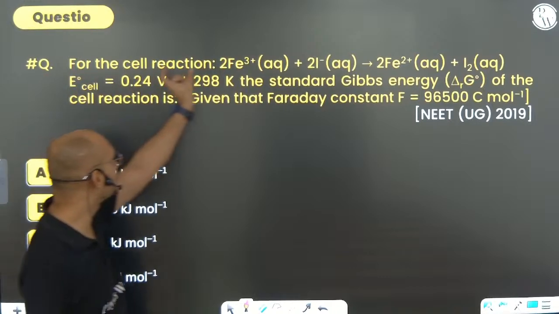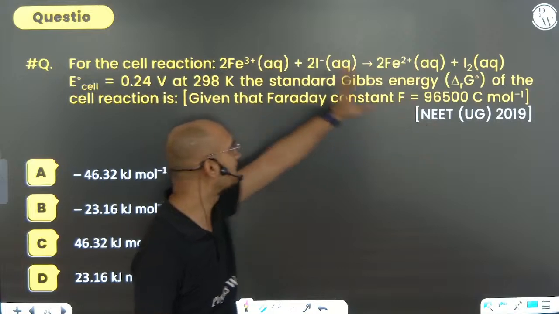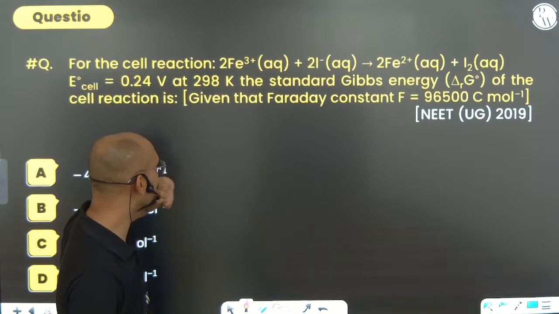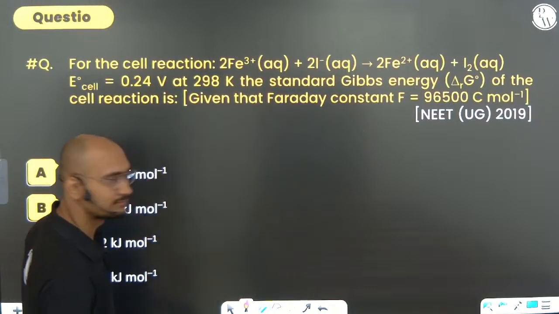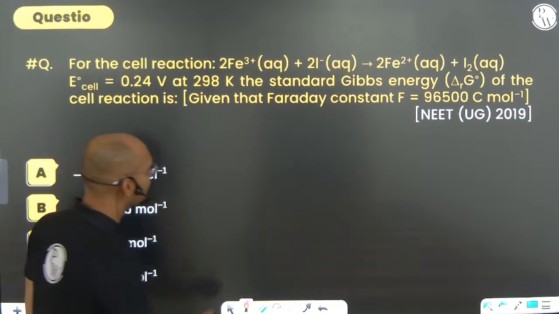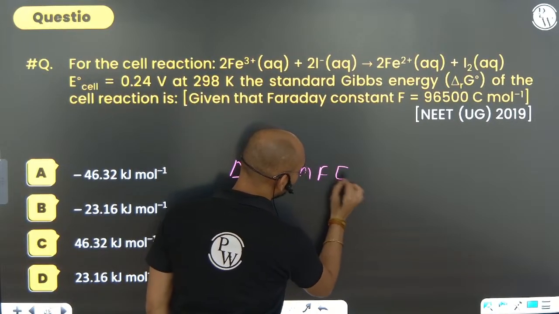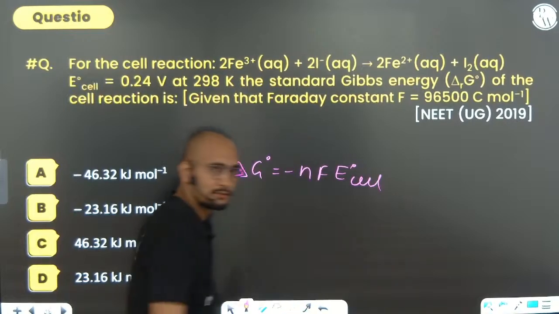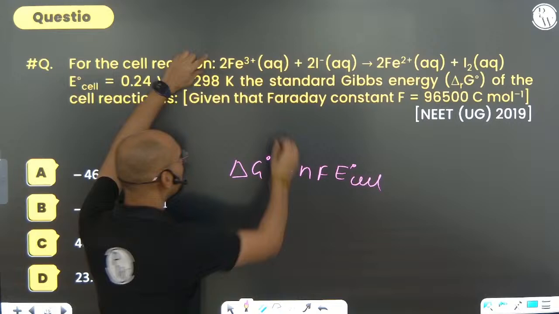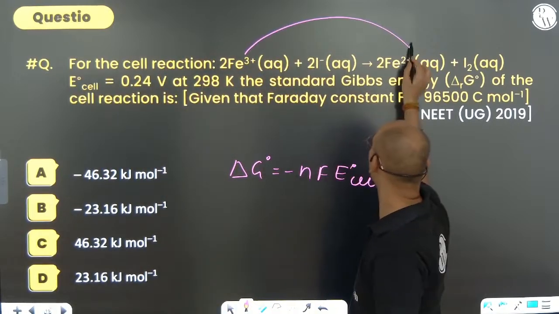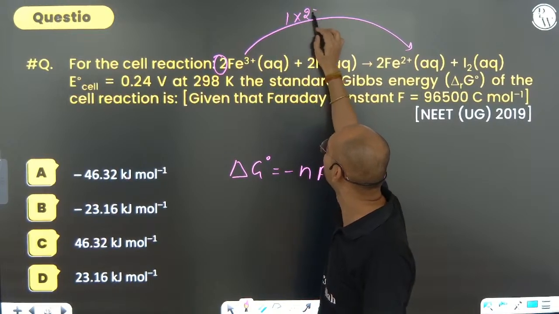Next, for the cell reaction 2Fe plus 3 plus 2I minus converting to Fe plus 2 and I2, the E naught cell value is given at this temperature, then delta Rg, so Gibbs free energy, it is asking for. Standard Gibbs free energy equals minus nF E naught cell. Any doubt? No doubt. What is the number of electrons exchanged? Fe plus 3 to Fe plus 2, so 1. How many moles are there? We have taken 2.